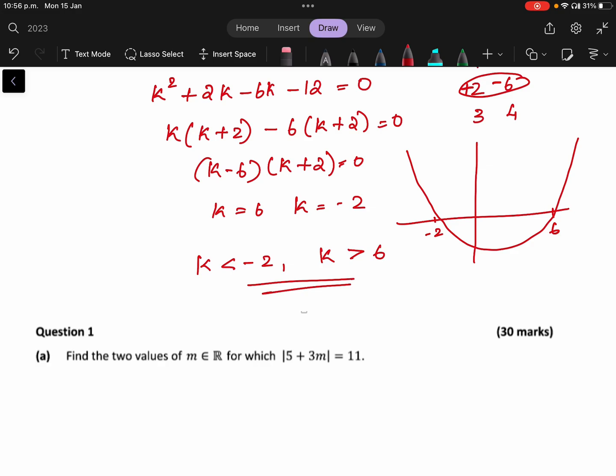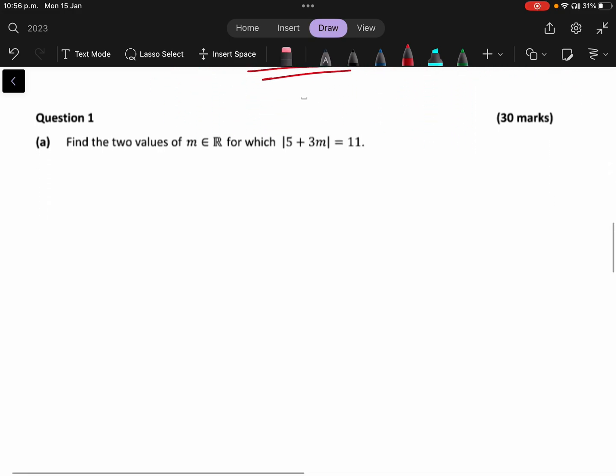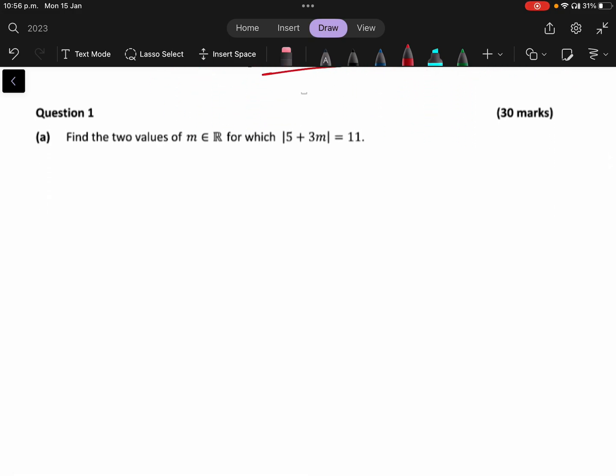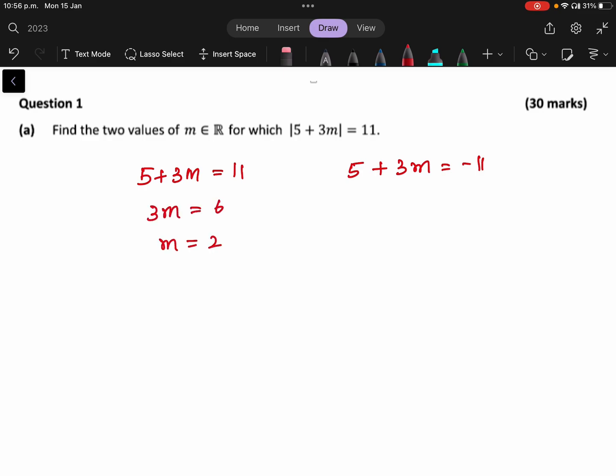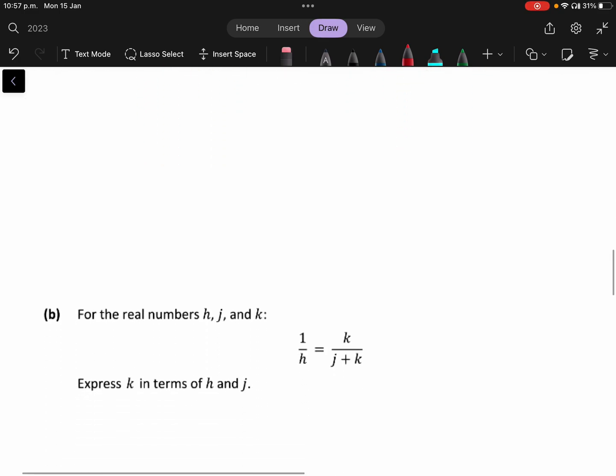Now moving on to the next question. Find two values of m, which is an element of R, for which |5 + 3m| is equal to 11. Here this is the modulus operator, so I can write that 5 + 3m is equal to 11, or 5 + 3m is equal to minus 11. So now I can solve it like 3m is equal to 6, or m is equal to 2. Here 3m is equal to minus 16, m is equal to minus 16 over 3. So for the modulus operator, you have to split it into two cases and then you will get the values.